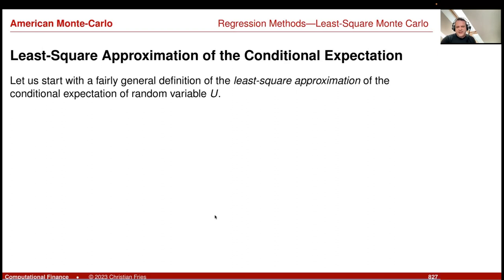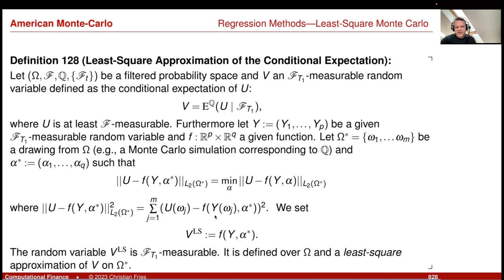So let us start with a fairly general definition of this approximation. So u is the random variable, so these are then my continuation values, the random variables which are in the future, of which I would like to take the conditional expectation to time t1. And let's say the conditional expectation is given by v. So v is F t1 measurable.